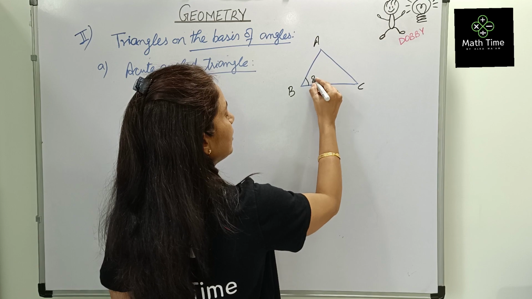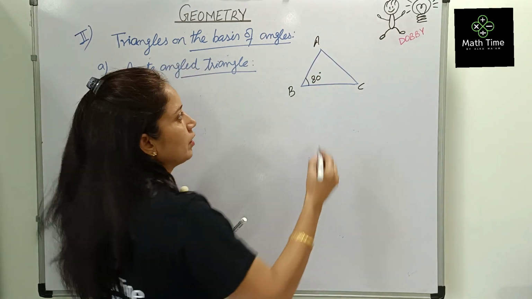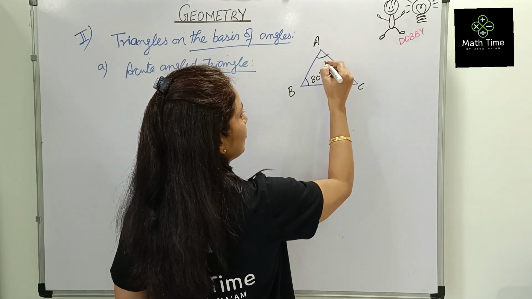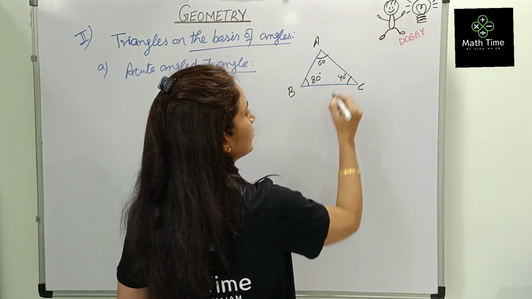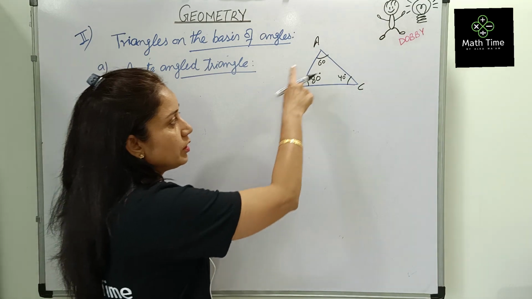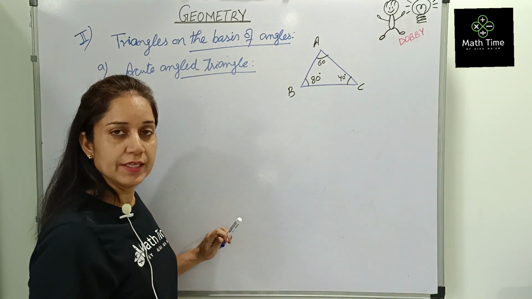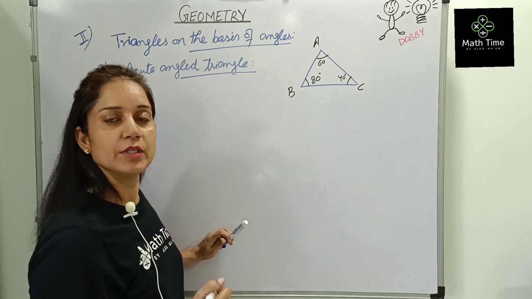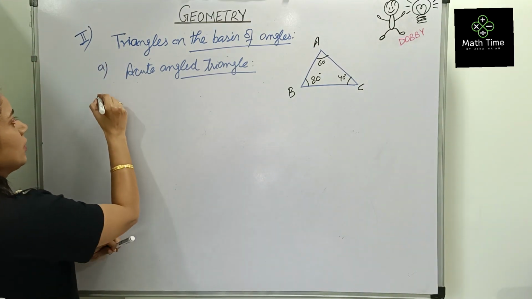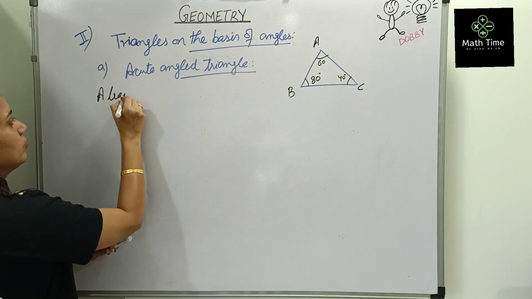One angle is 80 degree. Okay. This angle is, suppose, 60 degree and here it is 40 degree. A triangle in which all the three angles are acute, that means less than 90 degree, that triangle is called an acute angle triangle.